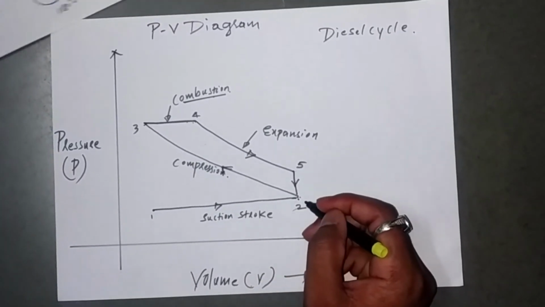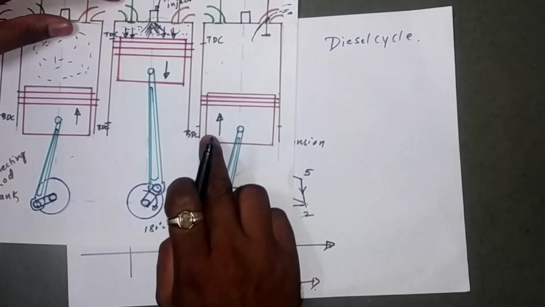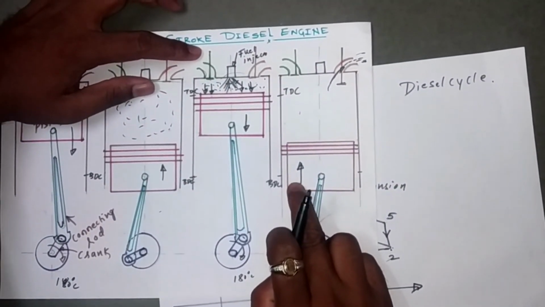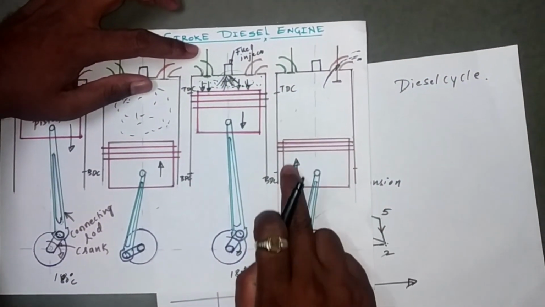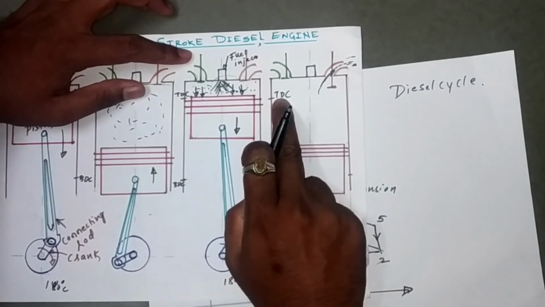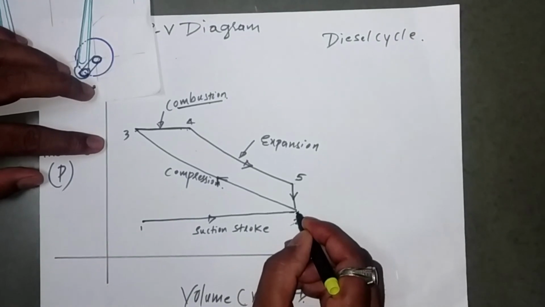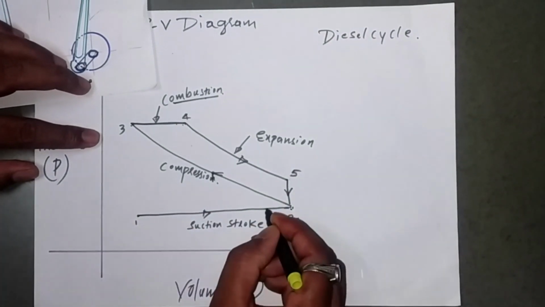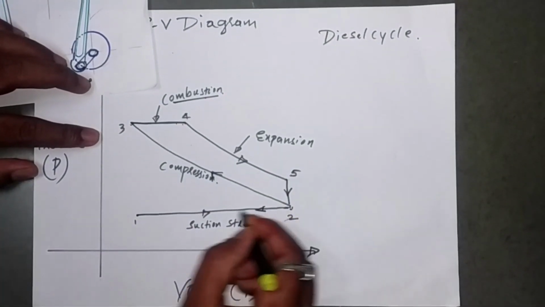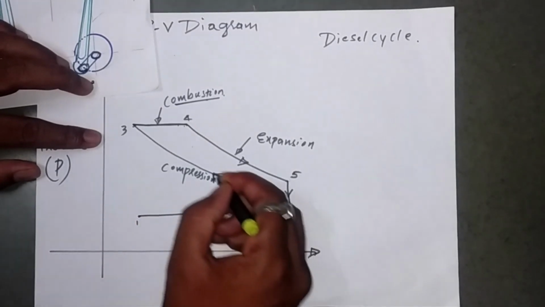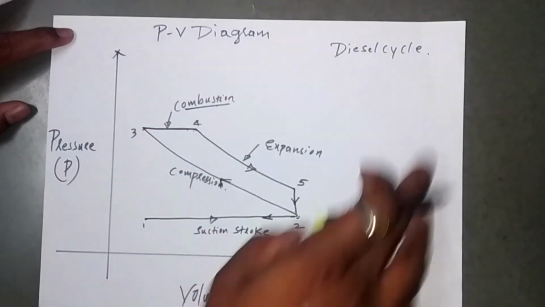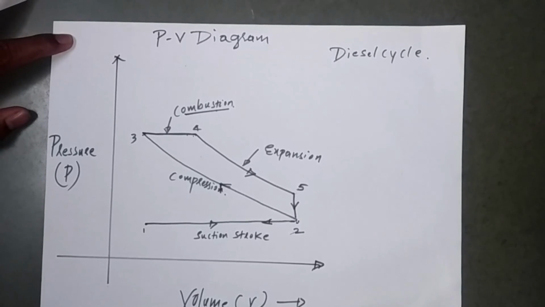And finally, in the exhaust stroke, your piston moves from BDC to TDC. So the volume decreases at the same pressure. Here, that is 2 to 1, the volume decreases, like this. So again it reaches 1, and the cycle repeats. So this is the PV diagram for the 4-stroke diesel engine.